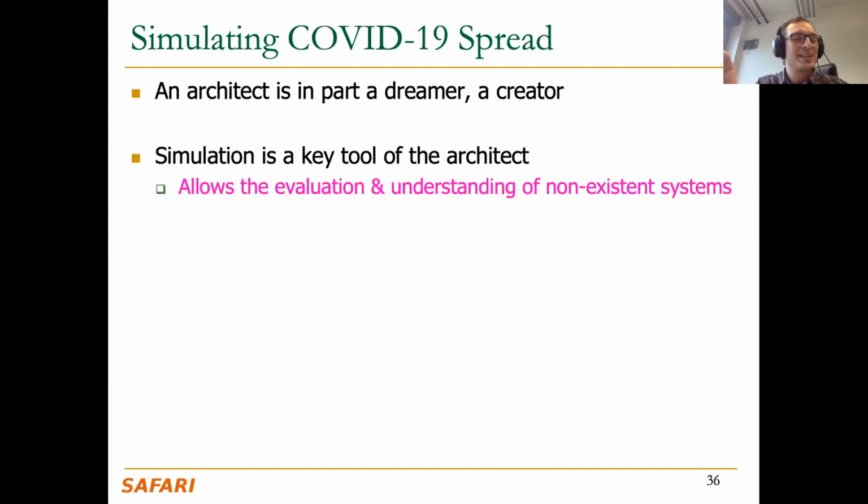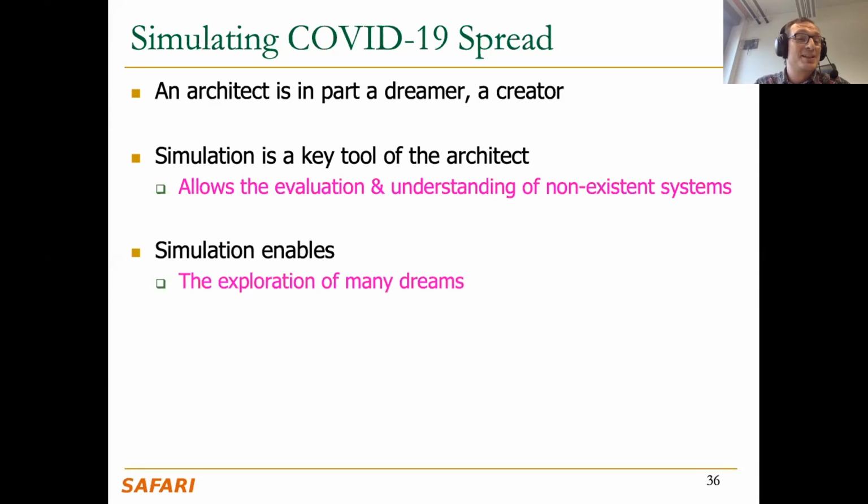Unfortunately, many of them don't release their models, but clearly you can get a lot of data based on the past, and you can use that to actually simulate the future. And simulation in this case enables the exploration of many dreams. Okay, I don't take any action, what will happen? I require masks, what will happen? I require people to stay at their homes, what will happen? Basically, you can evaluate all of these, and you can actually evaluate the potential of many of these.